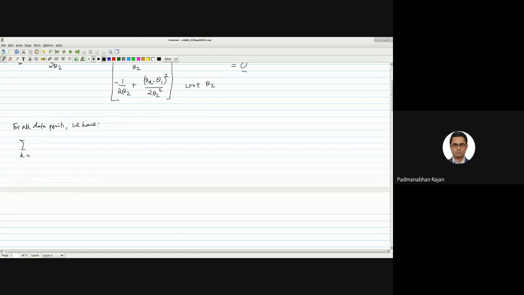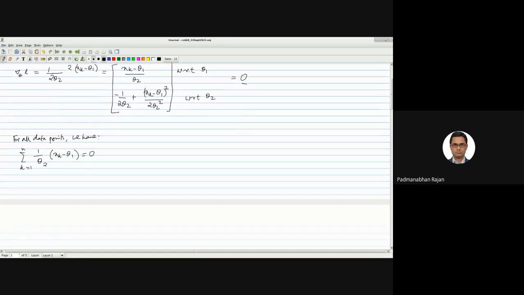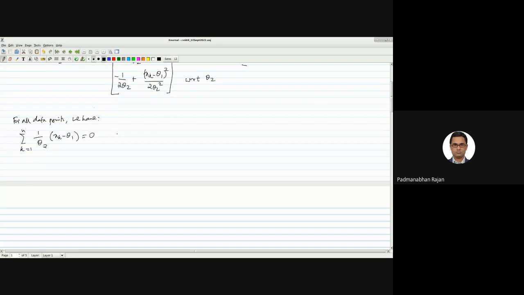Summation k equal to 1 to n, where there are n data points in the data set D, 1 by theta2 (xk minus theta1) equal to 0. This is nothing but this, right? We want to find out which theta1 makes this 0. Theta2 is a constant because it does not depend on theta1.